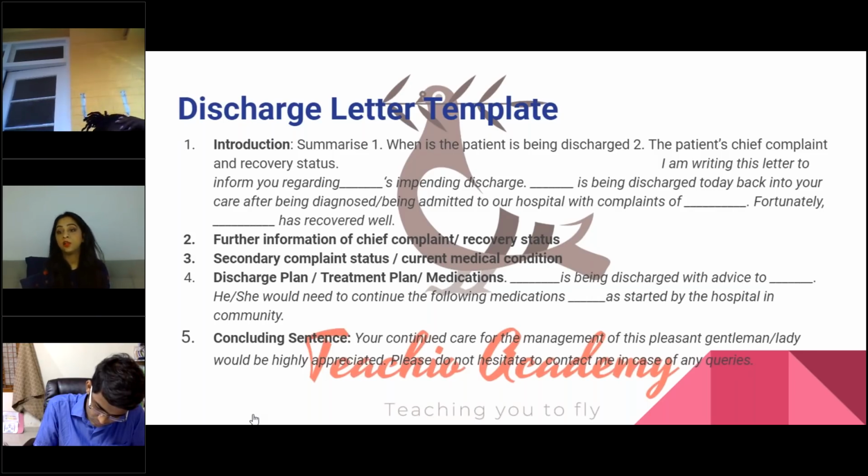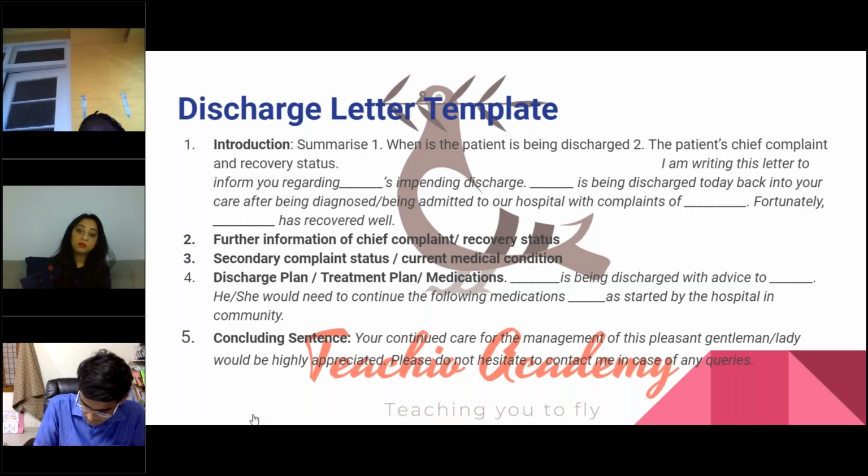You can mention that they have had a normal full blood count if you really want to mention it. Perhaps that would be important if the patient came in and was diagnosed with a viral pneumonia. Then you can write the patient had a normal full blood count. You can put that in your second paragraph. So that would be your further information of chief complaint or recovery medication.